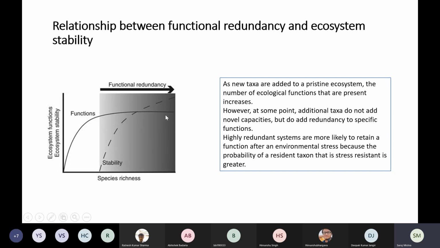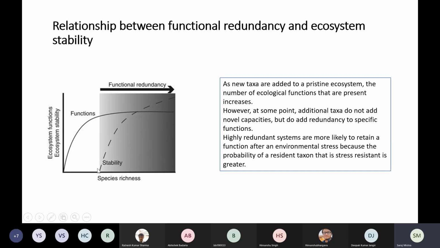However, beyond a certain point, when you increase the species richness, the functions are no longer going to increase, because basically you are adding more and more of the same microbes which are able to perform exactly similar functions. You may be creating diversity at the taxonomic level, but you are not creating diversity at the functional level. But does it have anything to do with the stability?